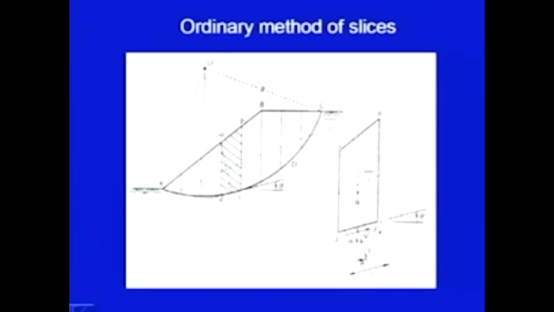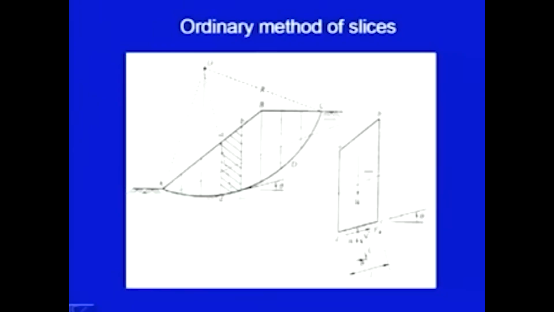Here I have shown the case of a slope. This is the slope, and we have taken a trial circle. Center of the circle is O, R is the radius, and this C, D, A is the failure surface. And here these are the slices we have taken. This is the first slice, second slice, third slice, and so on. This is the slice shown individually.